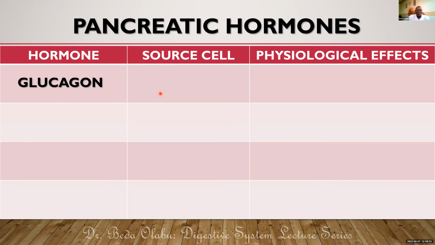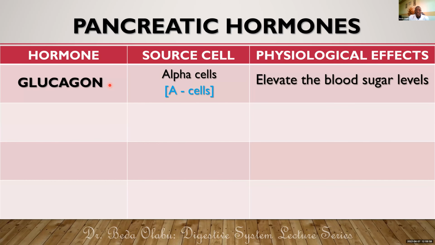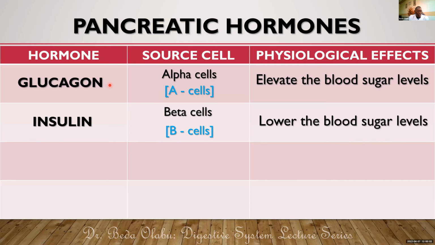So remember the secretions, glucagon is one of them, which comes from the alpha cells, also called the A cells, helps in elevating sugar levels. Insulin comes from the beta cells, which are also called the B cells, helps to lower sugar levels. And we talked about the mechanism that insulin uses to lower sugar levels from previous class. You can remember that aspect.